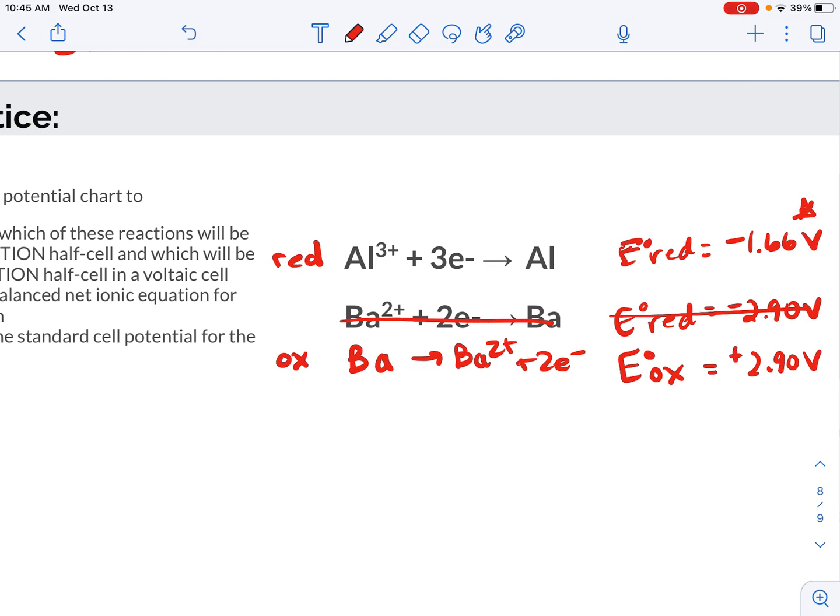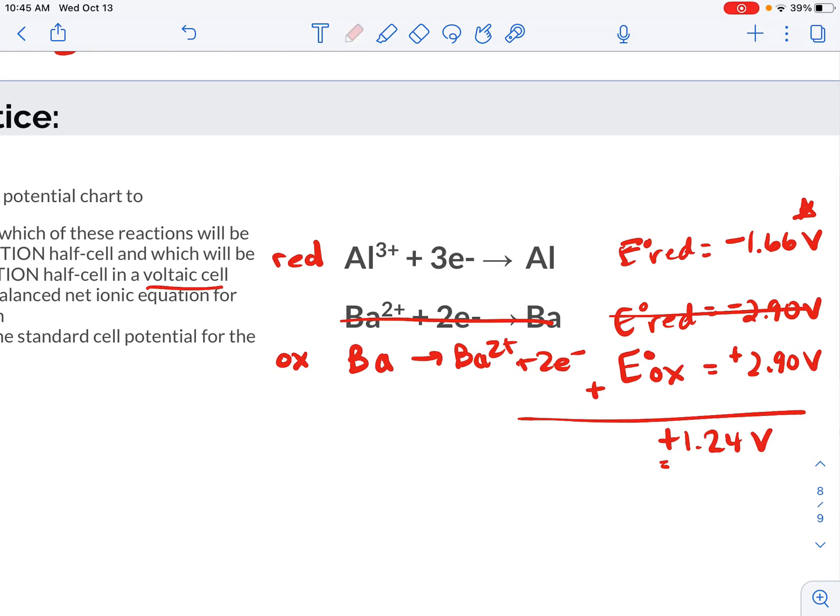Okay, so for the standard cell potential, I literally can come in and add these two together. And when I add negative 1.66 and positive 2.9, I get positive 1.24 volts. Notice that this is a positive value, so yes, this reaction will occur. It is what we call spontaneous or product favored, and that's what you have to have if it's going to be a voltaic cell, a positive overall potential.